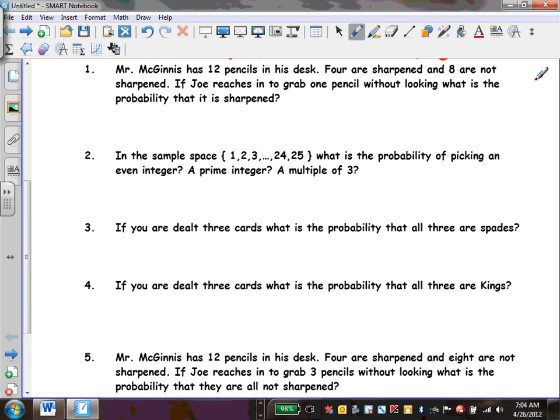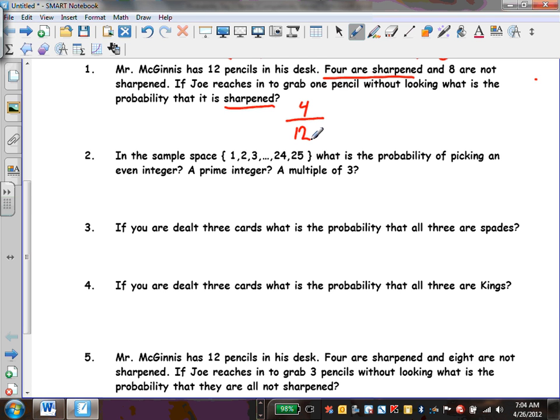Okay, so Miss McGinnis says there are 12 pencils on her desk, 4 are sharpened and 8 are not sharpened. If Joe reaches in to grab one pencil without looking, what is the probability that it's sharpened? So a lot of us would say, how many successful pencils are there? What's the probability to be sharpened? So sharpened is success. There are 4 that are sharpened, so there are 4 possible successes. What's the sample space? 12.